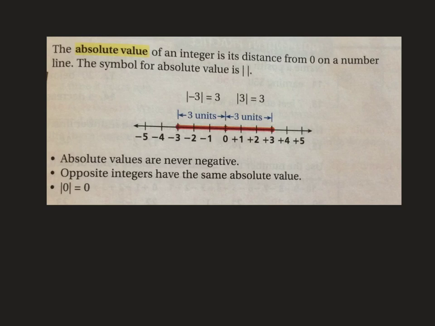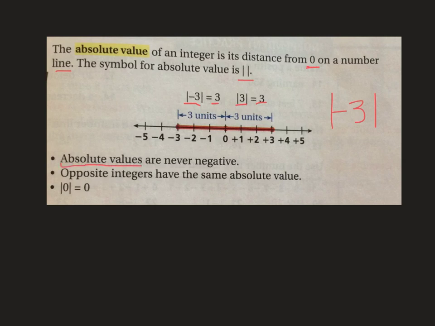The absolute value of an integer is its distance from 0 on a number line. So when we're talking about the opposites, really its distance from 0 is called absolute value. The symbol for absolute value is this. Okay, so whenever you see like a negative 3 with straight up and down lines by it, that means it's absolute value, or what is its distance from 0. So the absolute value of negative 3 is 3. And the absolute value of 3 is 3, because it's asking how far away is it from 0.